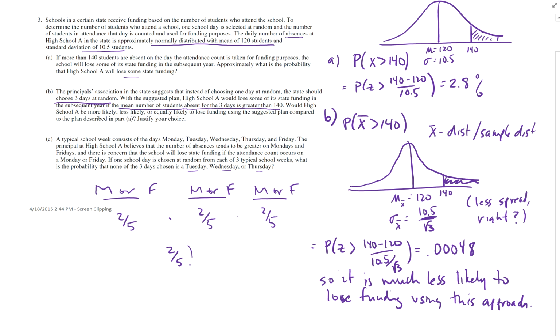So 2/5 cubed, which would be 8 out of 125. 8 divided by 125 is 0.064, so a 0.064 chance of selecting Monday or Friday of all 3 weeks. Okay, there you have it, and it's bedtime.